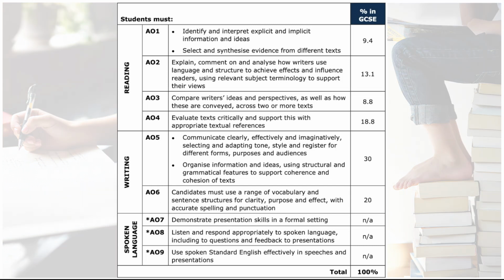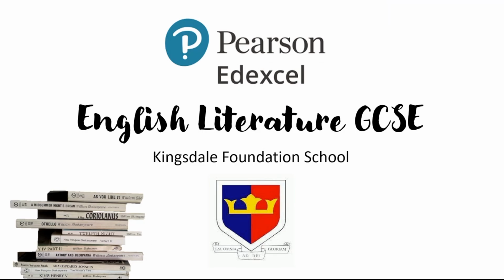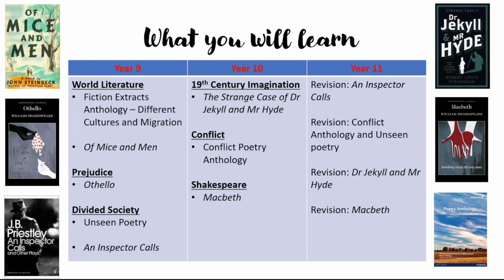Okay, moving on to English literature. Now, English literature you've done under the umbrella of English, but when you get to GCSE, it is very much a separate course, although the skills do cross over. So let's start with what you will learn. So again, you will see that in year 9 and year 10, the subject topics marry. So we study them side by side.